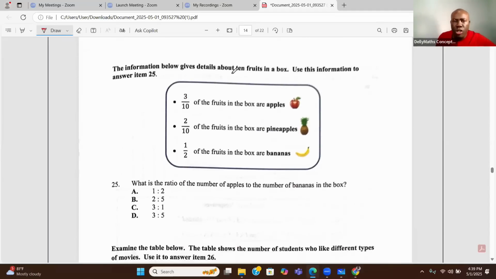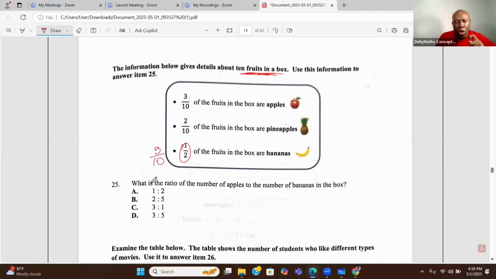It says the information below shows the details for 10 fruits. Oh, so we have 10 fruits in a box. So we have 3/10 is apples, 2/10 is pineapple, and a half. Now, what is a half in terms of tenths? Well, you could look, it's 5 out of 10. So right there, we could use a quick common denominator here. So instead of using a half, we're going to use 5/10 for bananas.